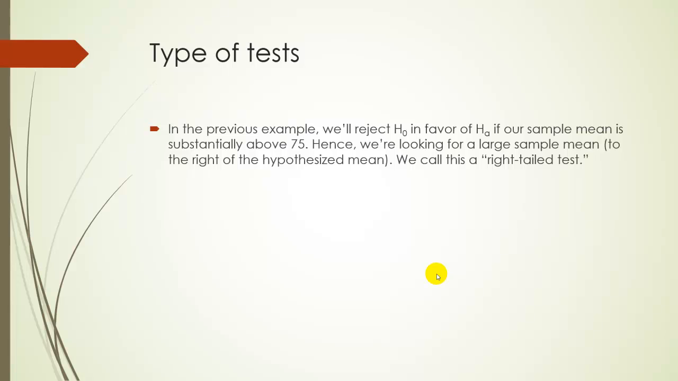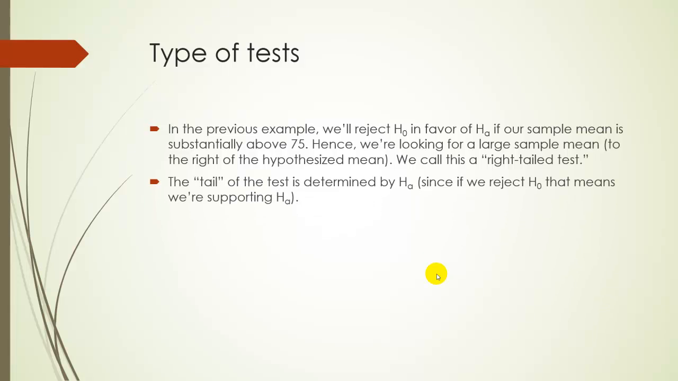Since we're looking for a number that's above 75, we're looking for some value to the right of 75 in our sample in order to disprove H0 and prove HA. So we call this a right-tailed test because we're looking for a number above 75 to support HA. Just to reiterate, the tail of a test is going to be exclusively determined by whatever HA is, since HA is what we're trying to support.